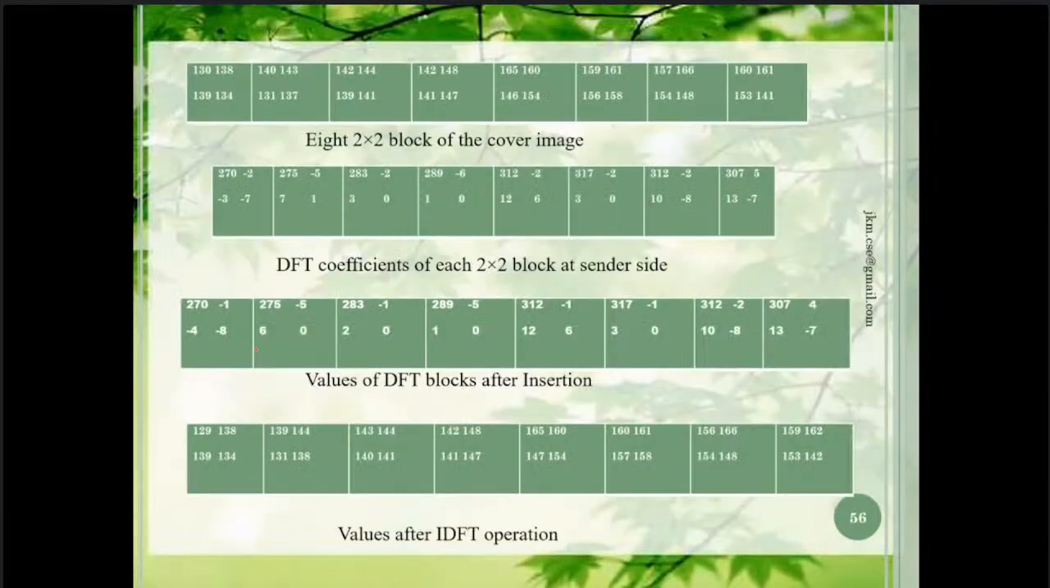So this is the embedding. This is the example: this is the pixel component of the image. I have taken a 2 cross 2 block and converted it using DFT. These are all frequency components. Then I have embedded and then transformed it back.